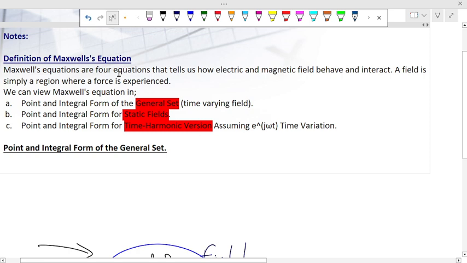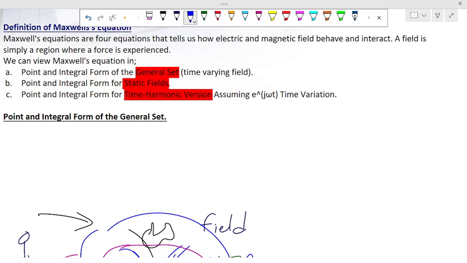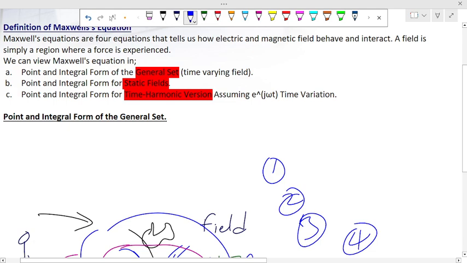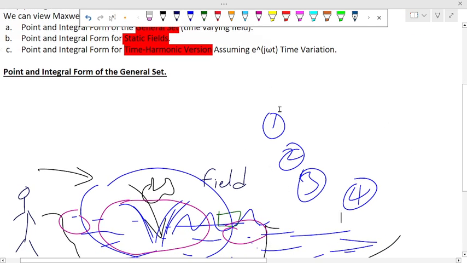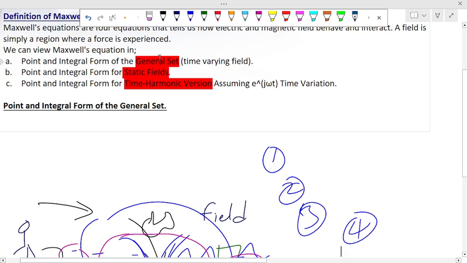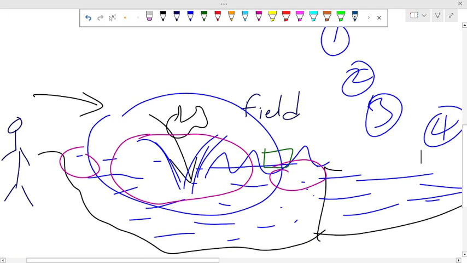So the thing is this. These four equations of Maxwell, we can write them in general form. What does this general form mean? That means equation 1, equation 2, equation 3, equation 4 of Maxwell's equations, we can write these four equations in general sets or in general form. And when we write them in general form, we write them in point and then in integral form. When we say general form, we mean we are considering the source. Back to this example, we are considering the source, that's what causes the field. We are considering the source and we are considering the field in motion.